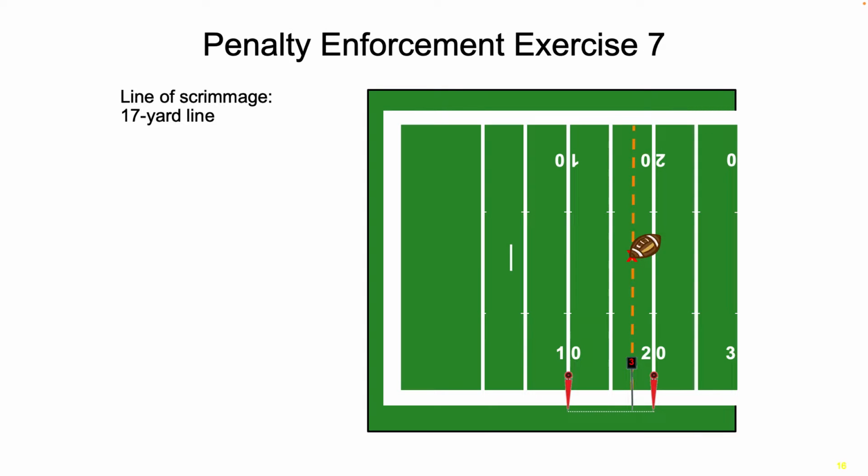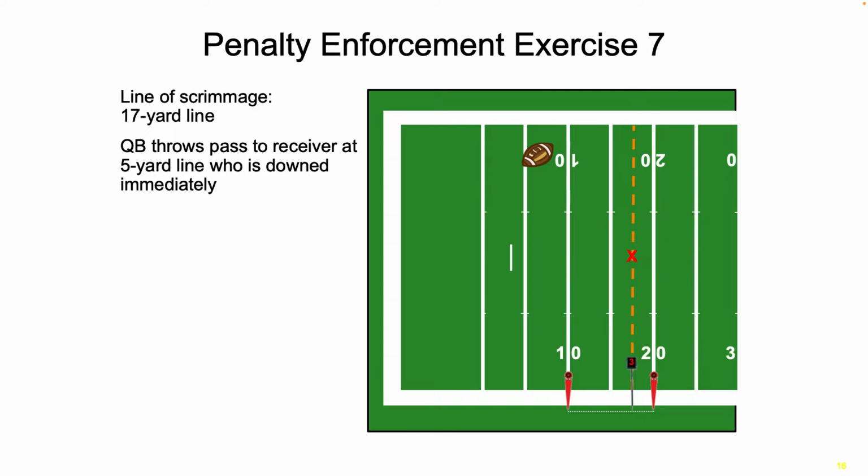And finally, play number 7. We're back to the 17-yard line again. Quarterback throws a pass to the receiver at the 5-yard line, who's down immediately. Got a foul by the defense at the 20-yard line before the pass was thrown. So maybe the defensive lineman grabbed a face mask during his pass rush.